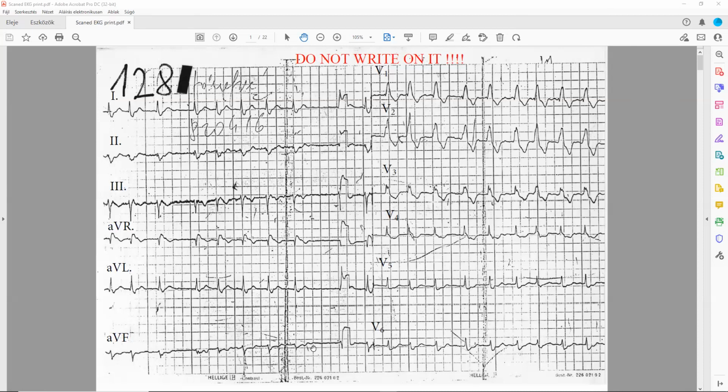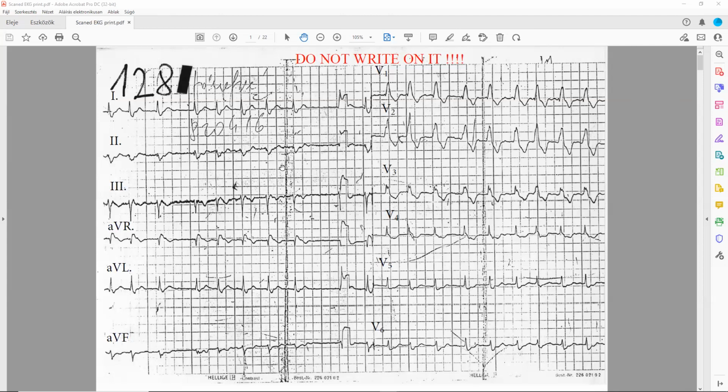Okay, the next one, we should figure out the heart rate. Because it's not rhythmic, you have to make an average. This is 1 second, 2 seconds, 3 seconds, 4 seconds, 5 seconds. How many complexes do we have? 1, 2, 3, 4, 5, 6, 7, 8. We do have 8 within 5 seconds. You have to multiply by 12, meaning that you have about 100. 96, 100, doesn't matter. So we do have about 100 beats per minute.